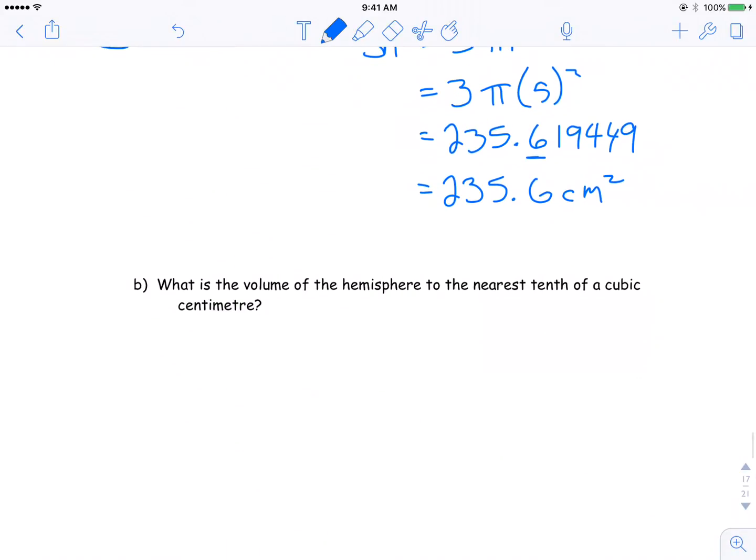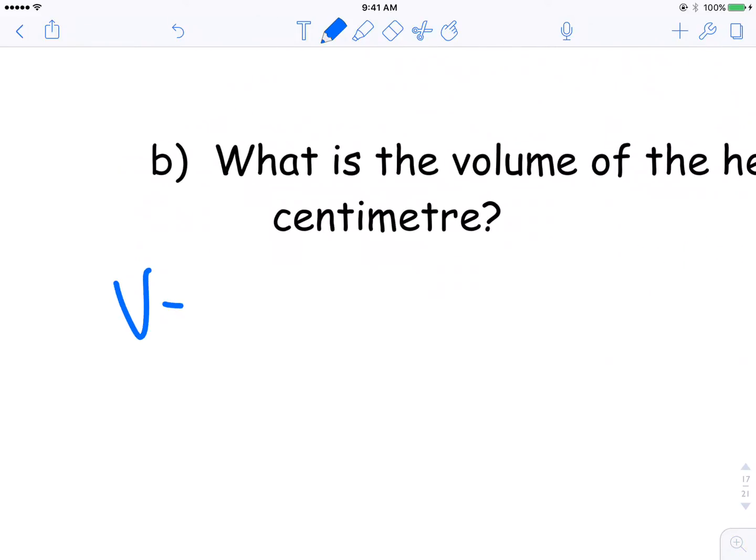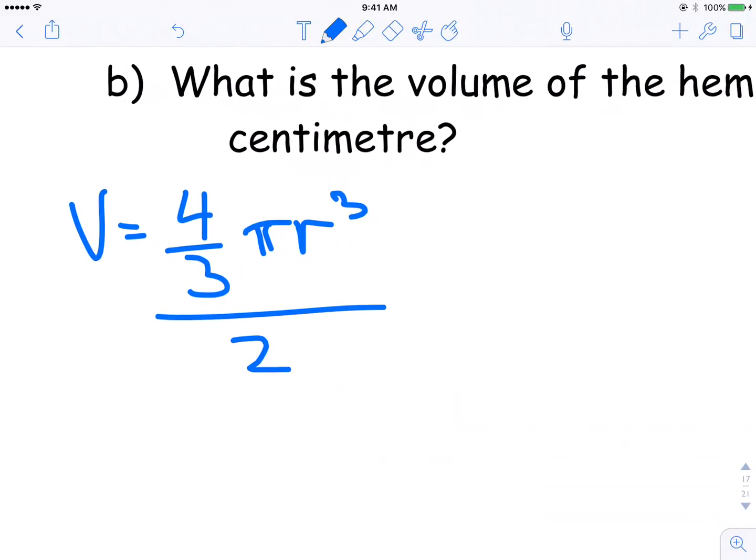Question B, what's the volume of the hemisphere? Well, if I look at the formula for the volume of a sphere, that is 4/3 pi r cubed. Because this is a hemisphere, I just need to cut it in half, so I divide that by 2. So you've got a couple of choices.